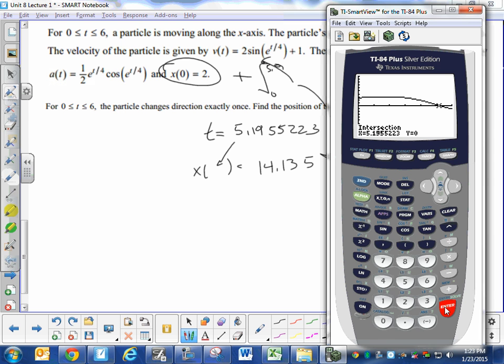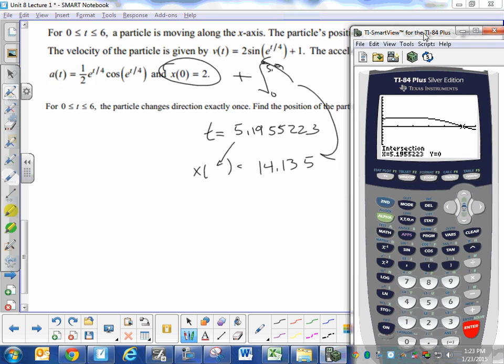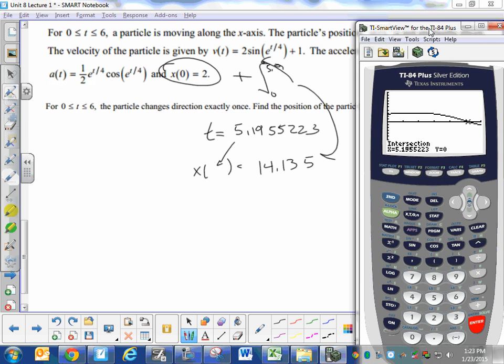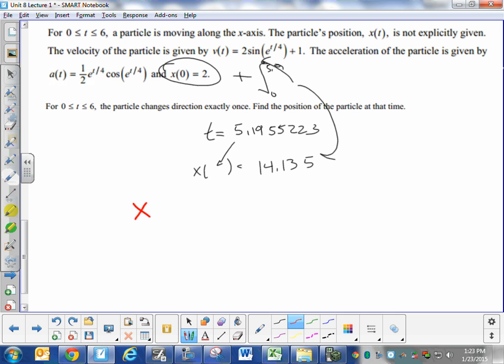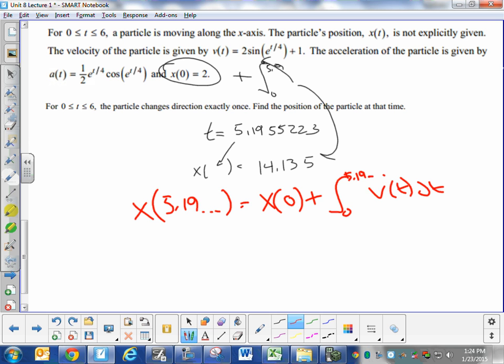Now that I have the time to find the position, I need to do my position at this time is equal to my initial position, which is given to me, plus the change in the position, which is the area under your velocity curve, which is the derivative of position. Okay?